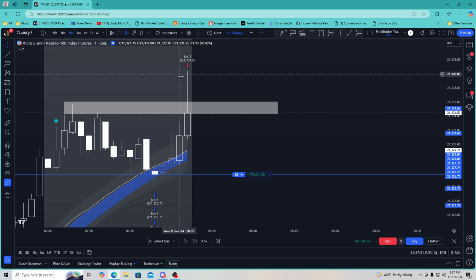And then price continues with a pullback. Hey, Graham, sorry, I don't mean to interrupt. No, go ahead. Is it possible that the settings in the indicator are different?